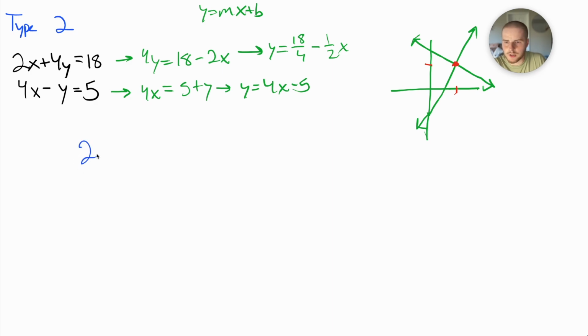So let's rewrite these equations. We have 2x plus 4y equals 18. And then we had 4x minus y equals 5. So I'm going to rewrite that bottom equation.